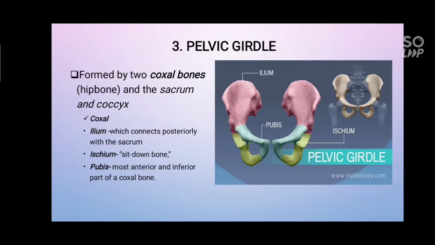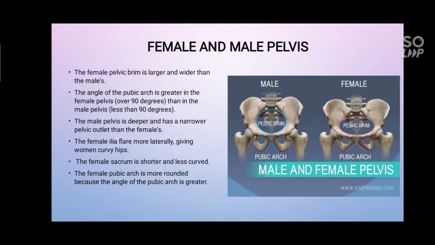The last one is the pubis. It is the most anterior and inferior part of the coxal bone. The 2 halves of the pubic bones are joined in the middle by an area of cartilage called the pubic symphysis. So for the comparison of female and male pelvises, technically, the hips or the pelvic region of females are bigger and broader, because of the adaptation of the female body for childbirth or pregnancy. So the female ilia flare more laterally, giving women curvy hips. That is also what gives women their shape.